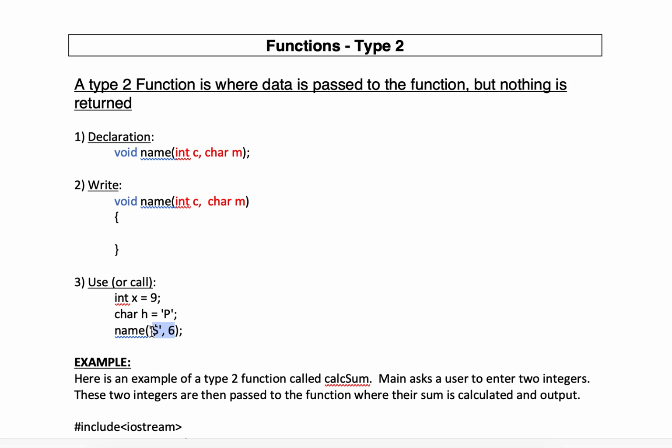I can also send it 4 and the letter T. Or I can send variables that represent any values. So I can send it x, which is an integer, in this case 9, and then send it h, which is the capital letter P. I need that semicolon there. All right, so let's see how this works.